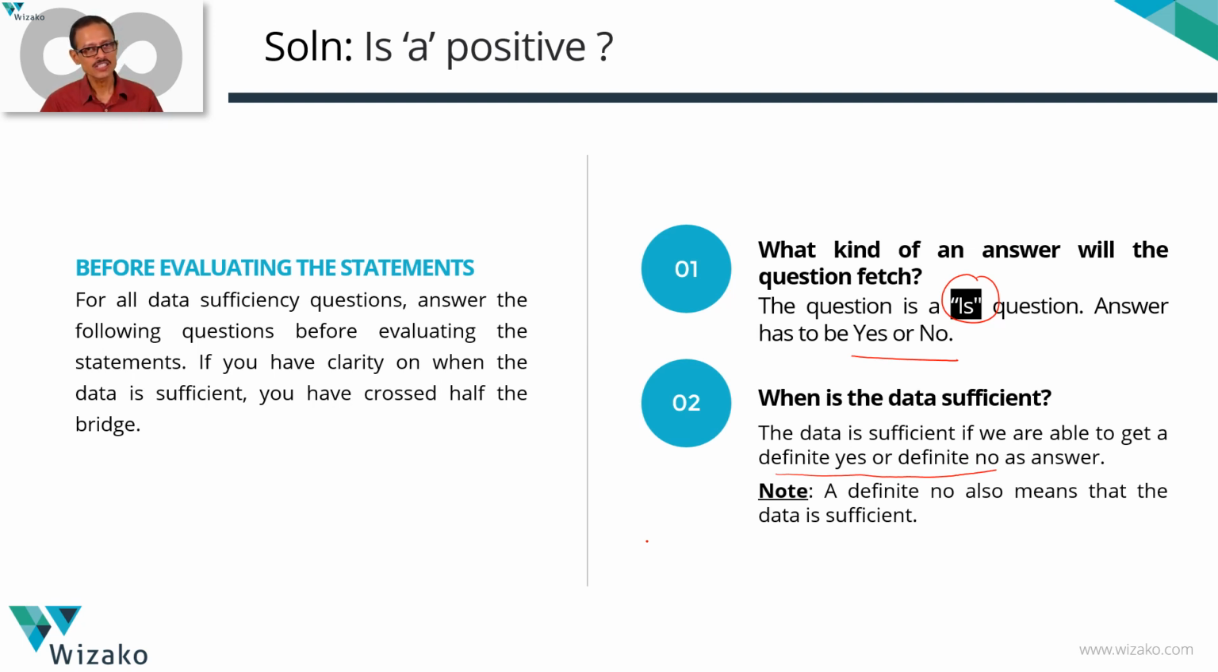The data is not sufficient when we say that I have a case where A is positive and I have a case where A is not positive. What do we mean by A is not positive? A could be negative or A could be 0. In both these instances, A is not positive. So data is not sufficient when both possibilities exist. I can find an example for A being positive with this information, and I can find an example for A not being positive. Then we'll say the data is not sufficient.